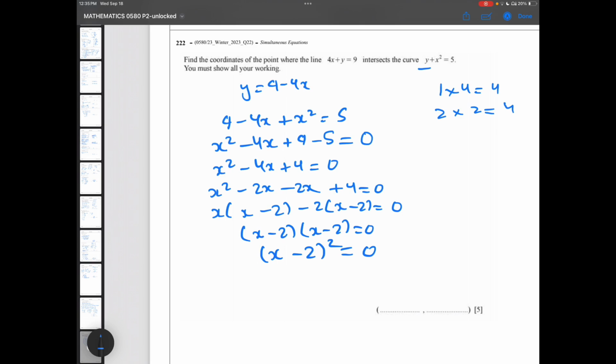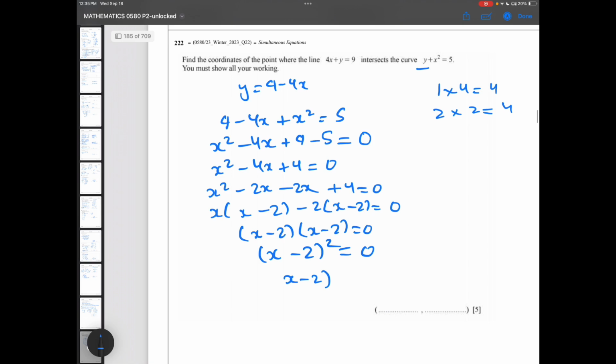So now I need the value of x. Now if I take square root on both sides, the square will be removed, right? So x minus 2 is equal to 0 and x is equal to 2.